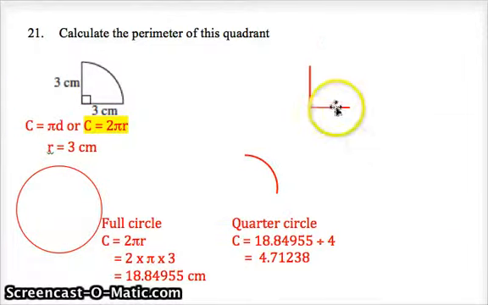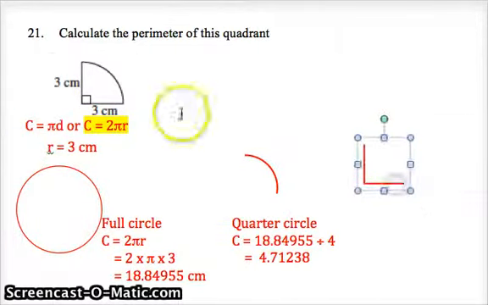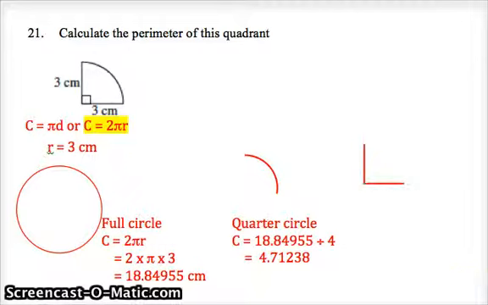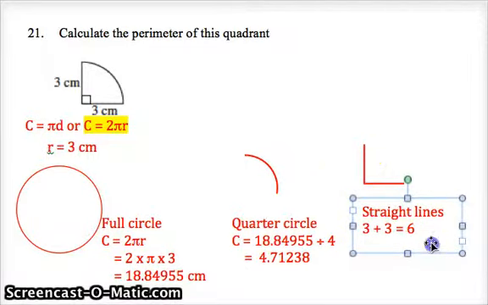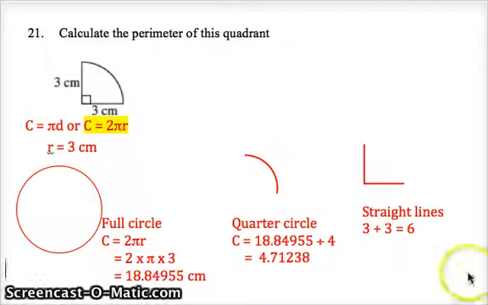So I'm just going to move them down here now. So these two straight line bits we can see are there and there. So those straight line bits are 3 plus 3, which is 6. So I'll just write that down now. So the two straight line bits there are 3 centimeters plus 3 centimeters, which equals 6 centimeters.